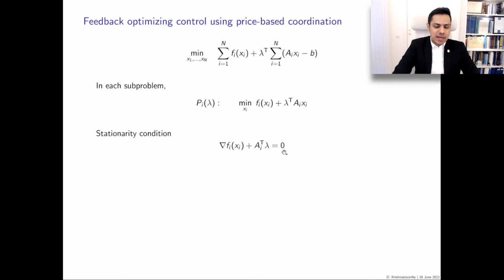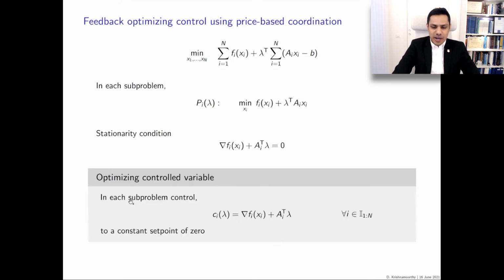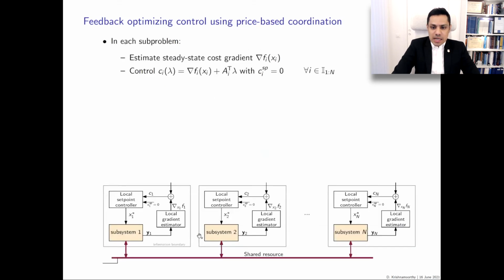So this is when we have the necessary condition of optimality. Using this idea, we can say that the local optimizing control variables in each subsystem must be given by the cost gradient plus ai times lambda, which must be controlled to a constant set point of 0, such that for a given shadow price, the local subsystems satisfy the necessary condition of optimality. Now, since the steady state cost gradient is not a readily available measurement, this must be estimated in each subsystem. So in each subsystem, using only the local information, such as the local models and the local measurements, we estimate the steady state cost gradient and control the local optimizing control variables to a constant set point of 0.